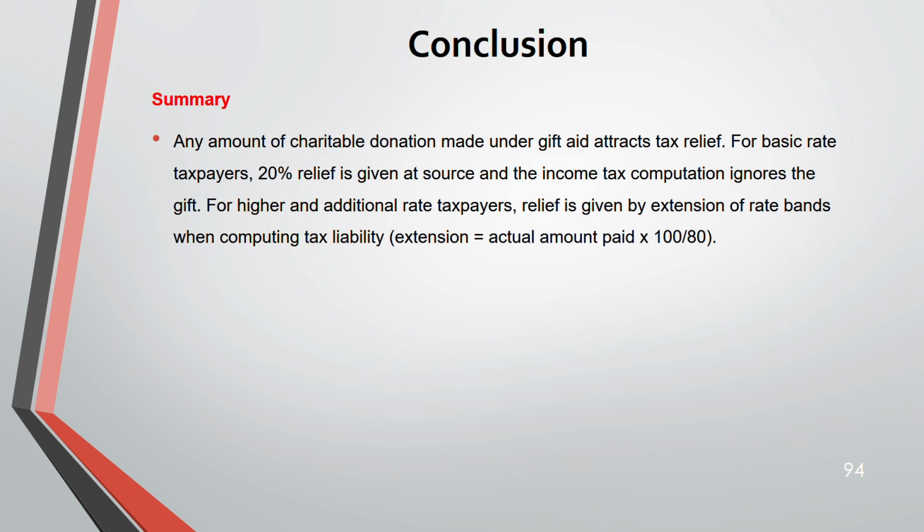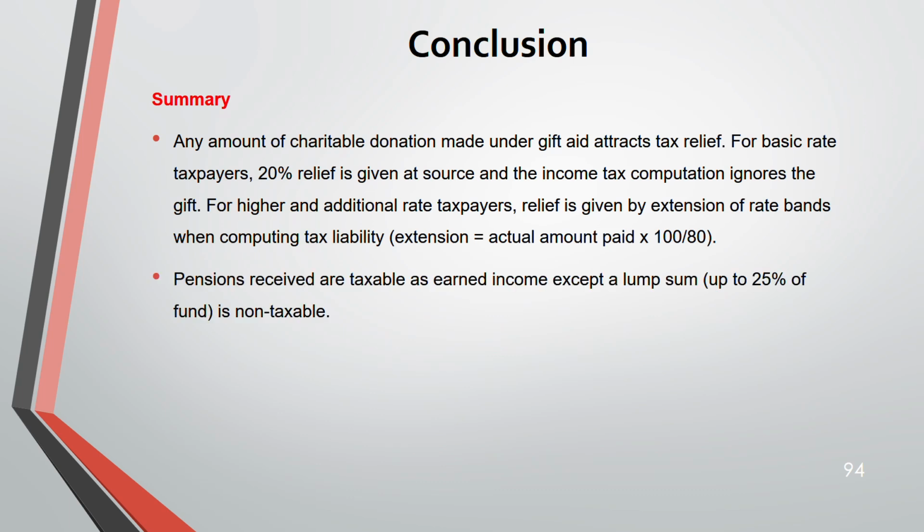But if you are a higher and additional rate taxpayer, most of the time in your exam you will be either a higher rate or an additional rate taxpayer. Here, there is a benefit. How? You extend the band. You extend the basic and the higher rate band. That extension is equal to the actual amount that is paid multiplied by 100/80. This is known as grossing up because you are given the net figure of gift aid. Same for personal pension contribution also.